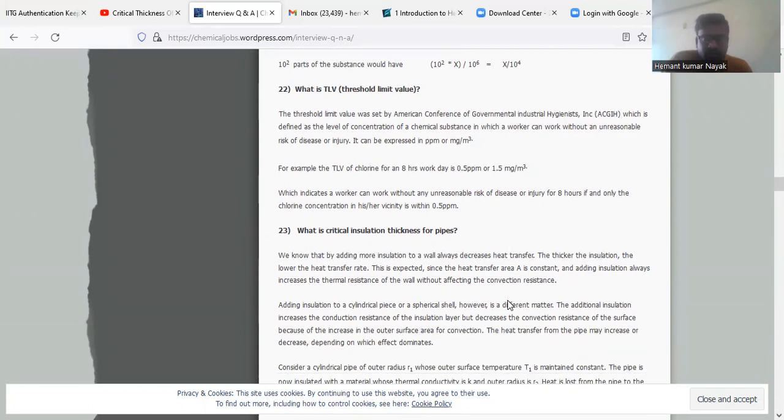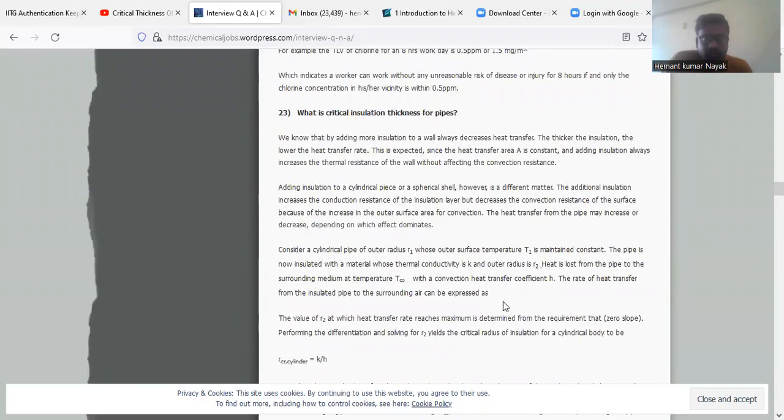What is critical insulation thickness for pipes? We know that adding more insulation to a wall always decreases heat transfer. The thicker the insulation, the lower the heat transfer rate. This is expected since the heat transfer area is constant, and adding insulation always increases the thermal resistance of the wall without affecting the convection resistance.